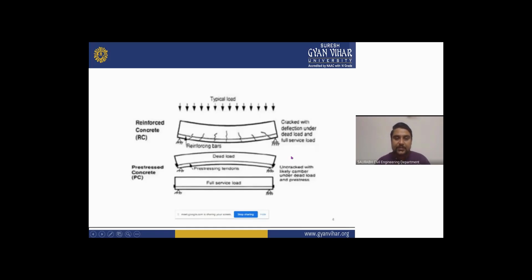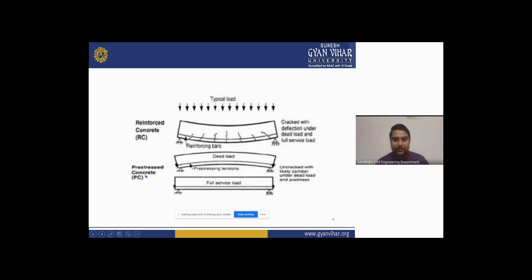Now, as you can see in this figure, there is one beam of RCC, which is known as reinforced cement concrete. And if load is applied on the upper side of this beam, there will be bending, and this bending will create some cracks in the bottom of this beam. That's why cracks will develop due to the extra load and dead load, and they may also develop during the service period of this member.